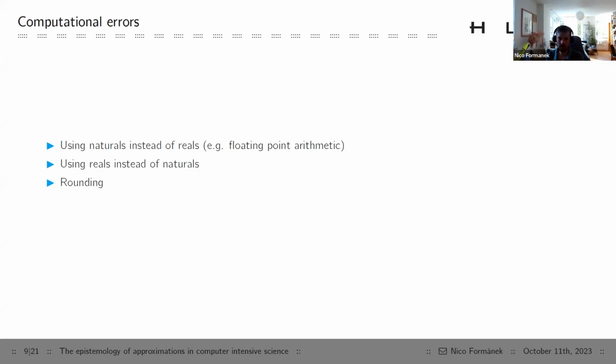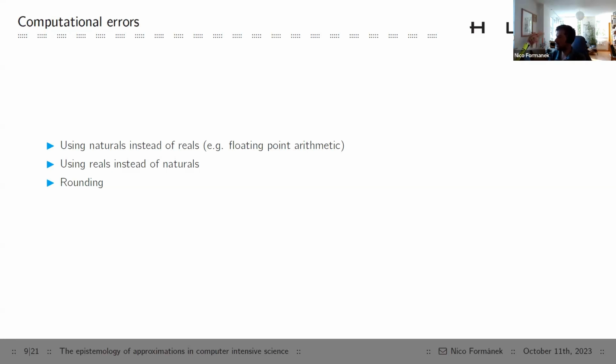So computational errors tend to come from using, in a general sense, the natural numbers instead of the real numbers. You do some discretization. Basically, in the computer, this means floating point arithmetic. There's some rounding involved, but also computational errors don't have to involve discretizing. Yeah, you can make a computational error by using real numbers instead of natural numbers. In the computing context, that doesn't happen so much.